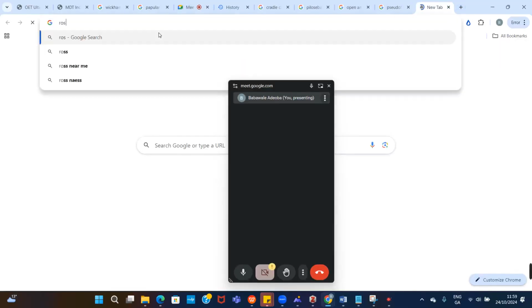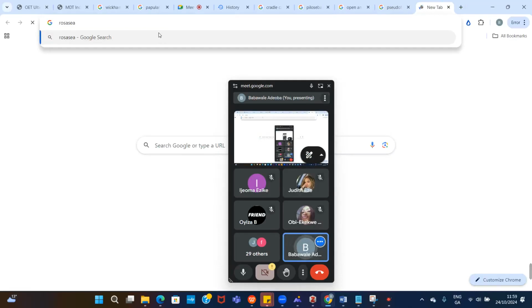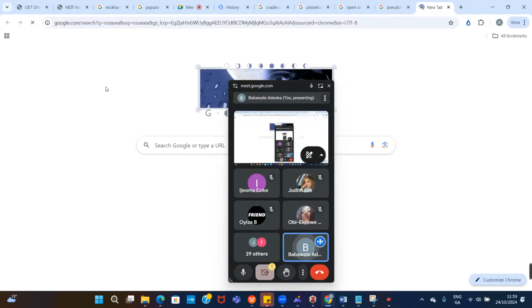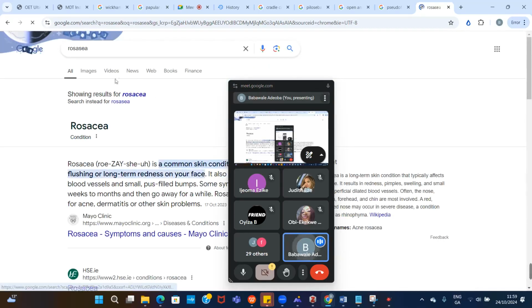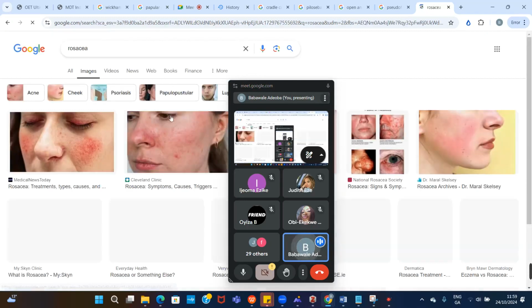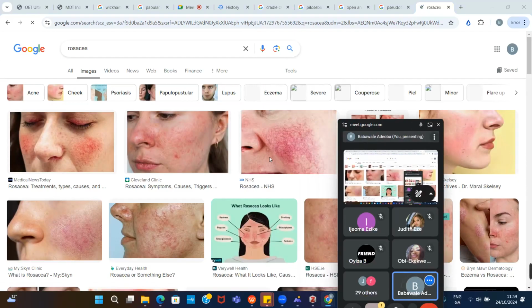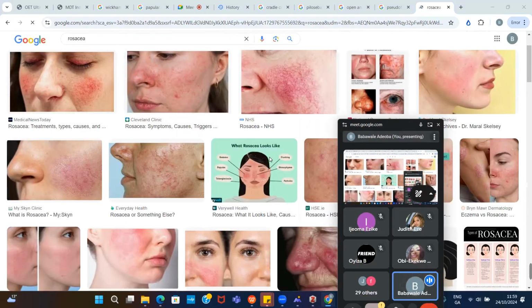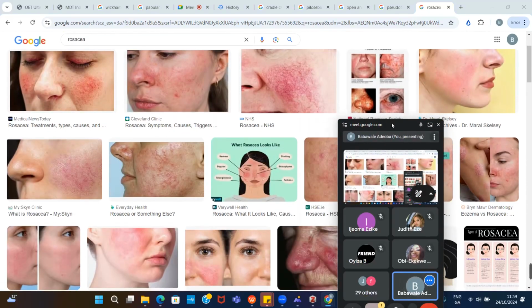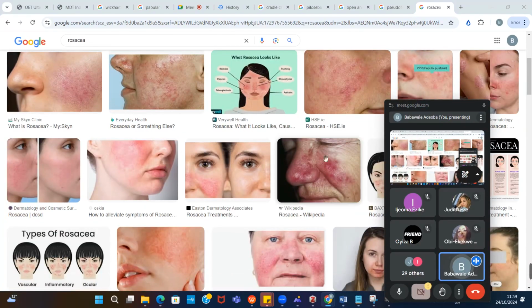So let me show us another picture of rosacea because I don't want us to miss it. It's very high yield, commonly tested. We need to know what it looks like. Most of the time, you just see the nose extraordinarily big, and you'll be wondering what's going on here. And of course, the flushing of the face.